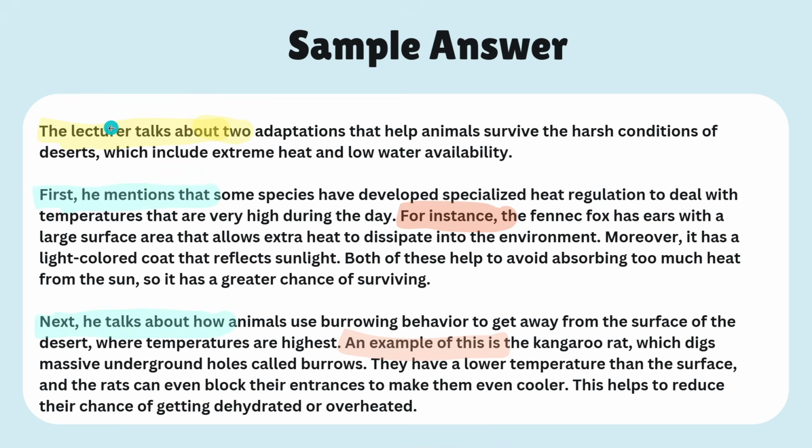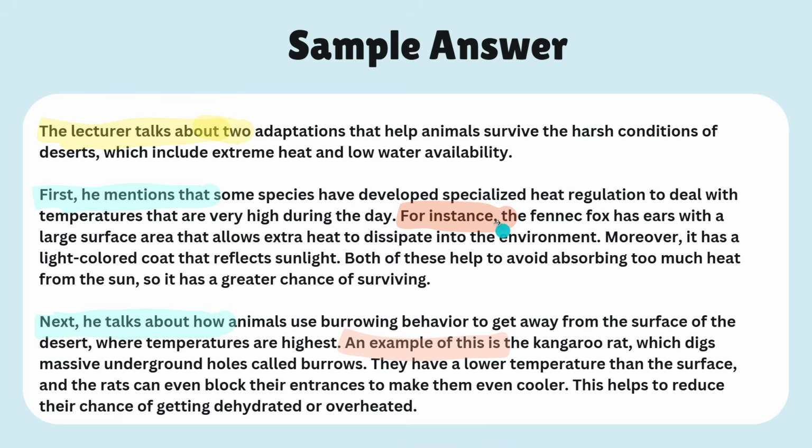At the beginning, I have my own little introduction, just like in the lecture. The lecturer talks about two adaptations that help animals survive in harsh conditions of desert. So at the beginning of my answer, I state what the two things are going to be. And then I state the first thing. First, he mentions that some species have developed specialized heat regulation to deal with temperatures that are very high during the day. Okay, that's the first thing.